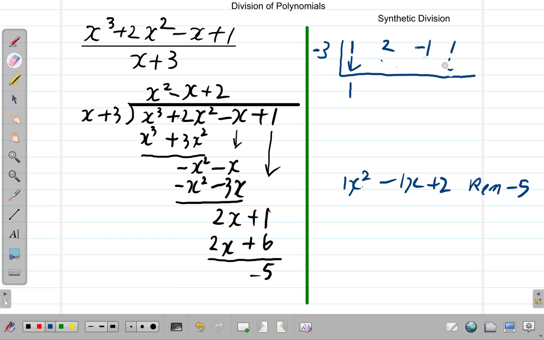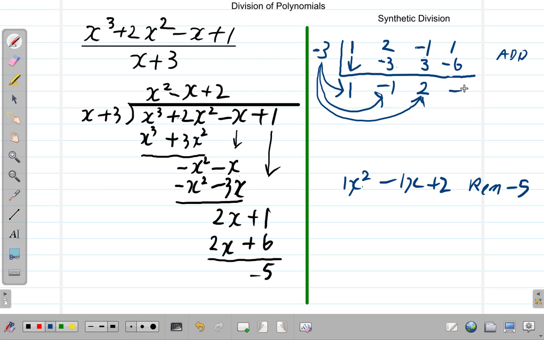Get rid of these. We're starting afresh. All right, so in this case, bring down the 1. You multiply negative 3 by 1, which is negative 3. Put the negative 3 here. Then you add. You keep adding; you don't subtract now, you add. 2 plus negative 3 is negative 1. Negative 3 times negative 1 gives you positive 3. Add: negative 3 plus 3... or rather negative 1 plus 3 gives you positive 2. Negative 3 times positive 2 is negative 6. You add 1 plus negative 6, negative 5.